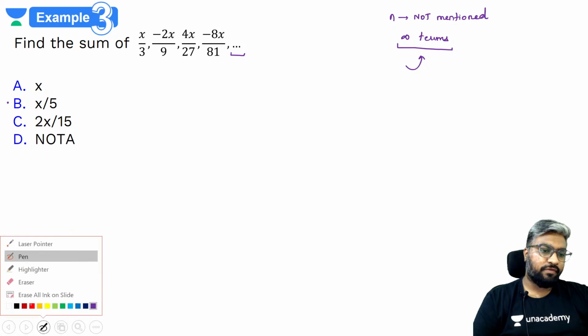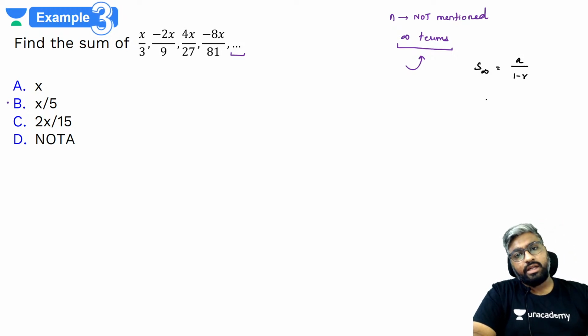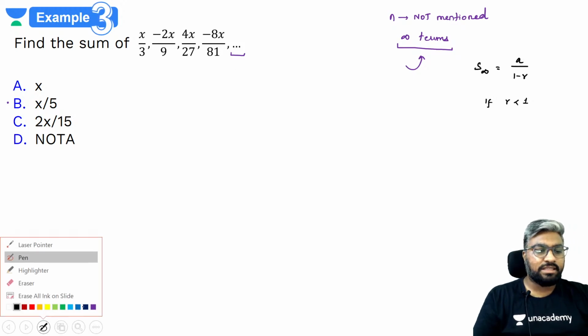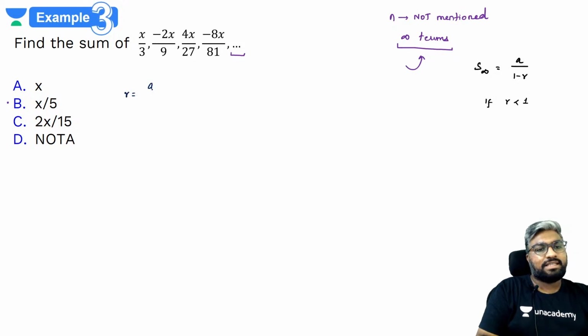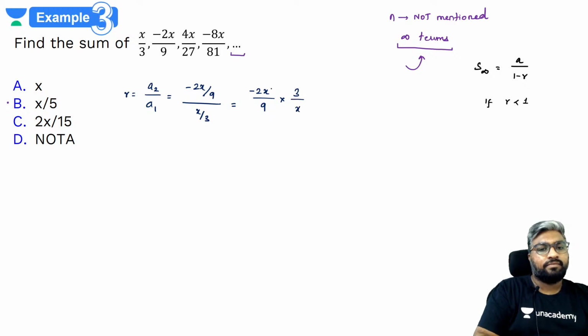Okay, so this formula of the sum of infinite terms, which is first term divided by 1 minus r, works only and only if r is less than 1, right. It works only when the GP is decreasing. So let's check the value of r. r is what, second term by first term, which is minus 2x by 9 divided by x by 3. So we take the reciprocal and multiply: 2x by 9 into 3 by x. The x and x cancel, 3 once, 9 three times. This is minus 2 by 3.